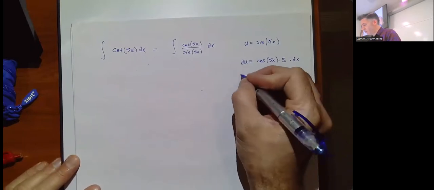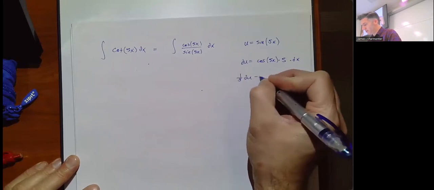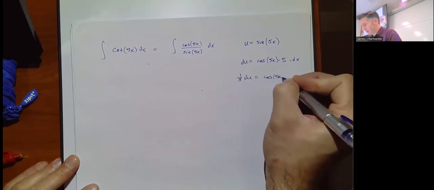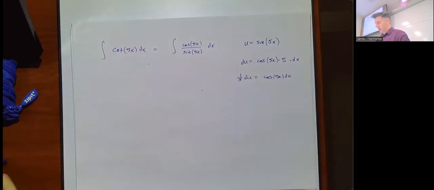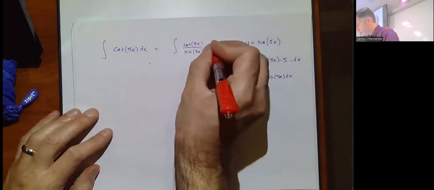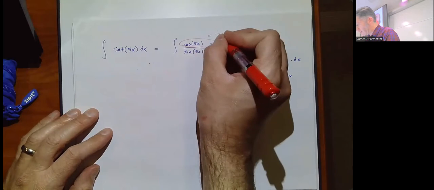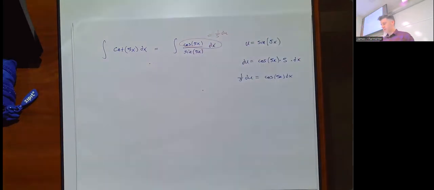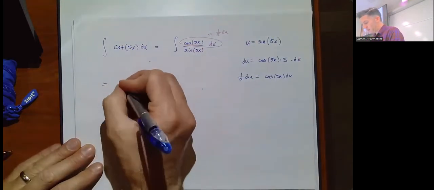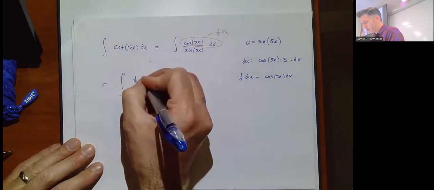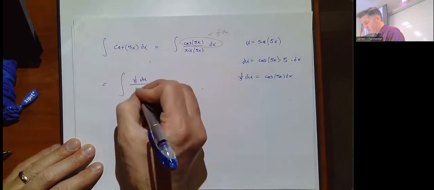Yeah, so I'm going to say 1/5 du is equal to cosine of 5x dx. And there's my cosine of 5x dx. So that's equal to my 1/5 du. This is going to equal the integral of 1/5 du over u.